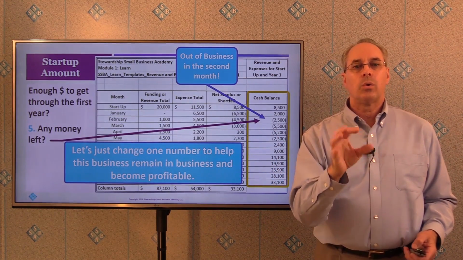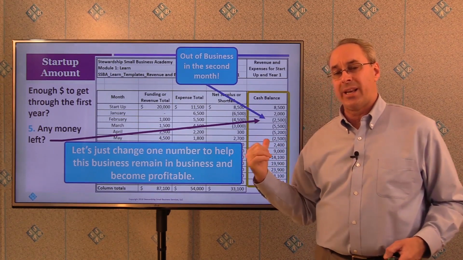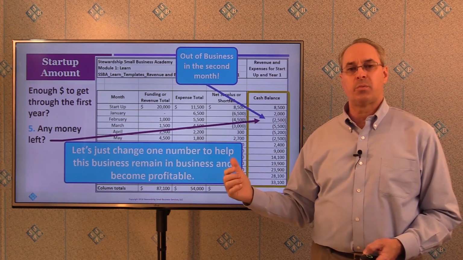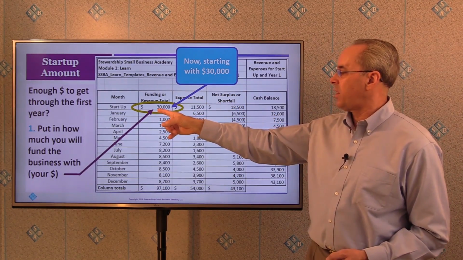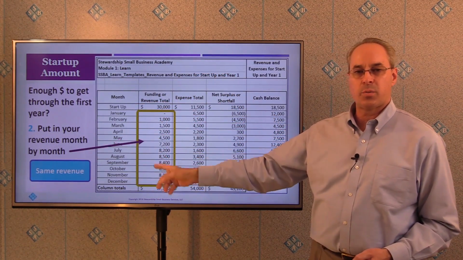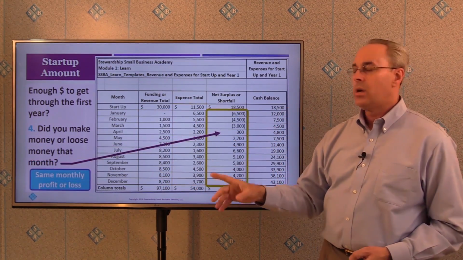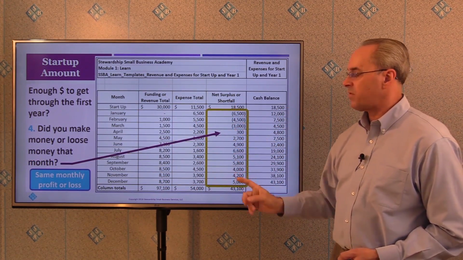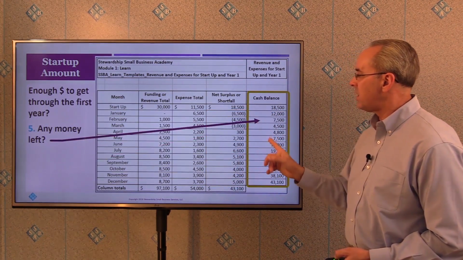Okay? So let's just change one number, just one number to see if we can help the folks that start this business stay in business. So we're going to now start with 30,000. Our revenue, all the same, all these projections are the same, all our expenses, still the same, our surplus or shortfall, still the same, all that changed.